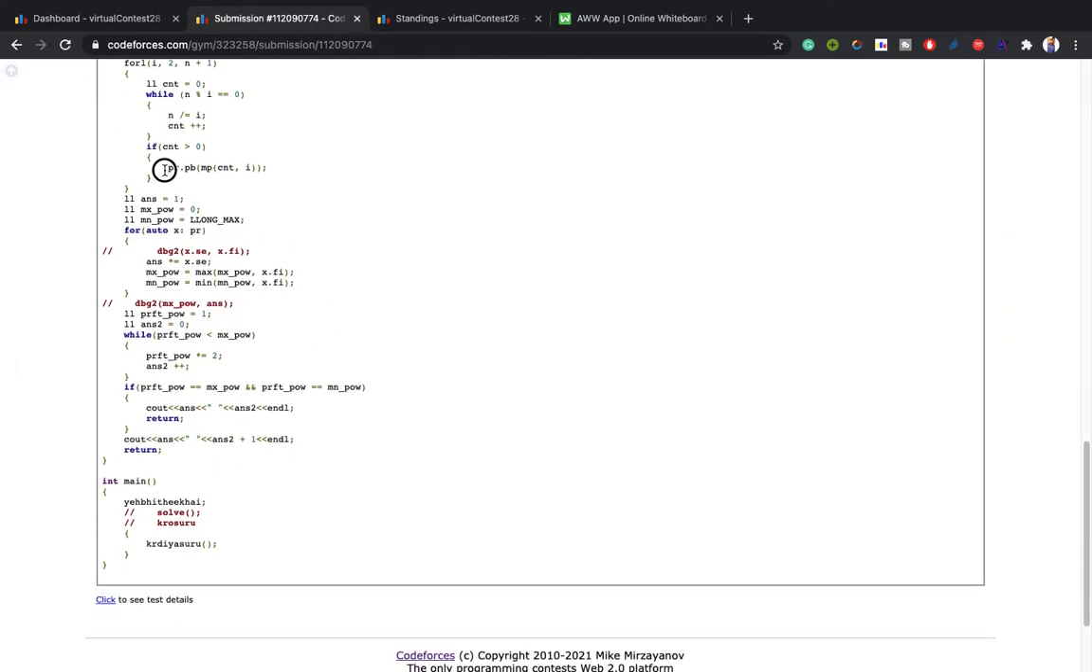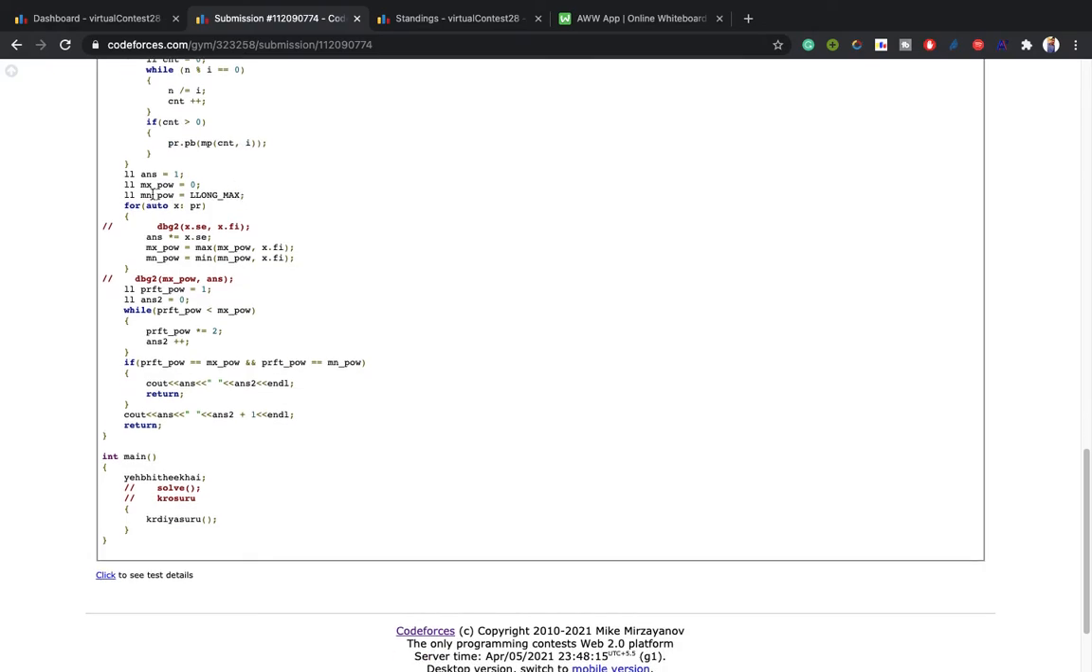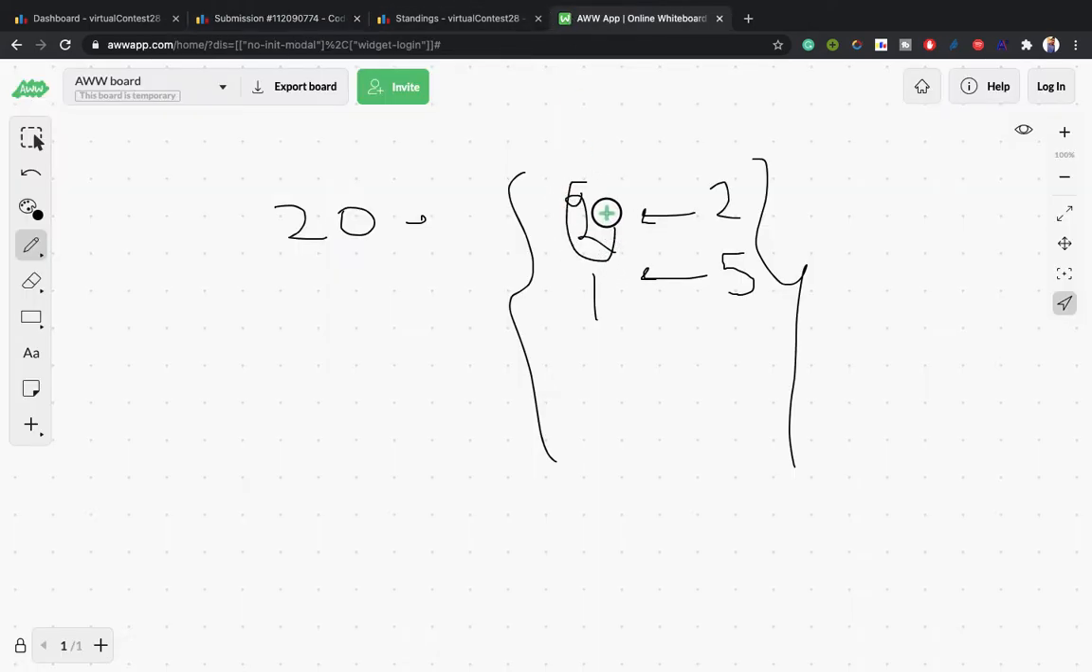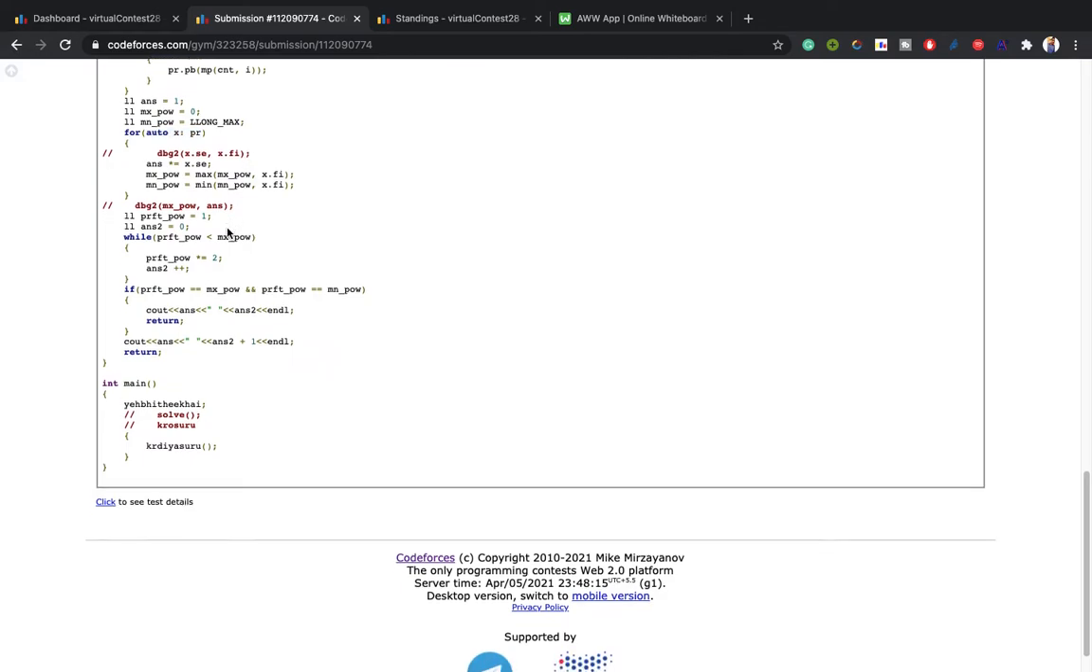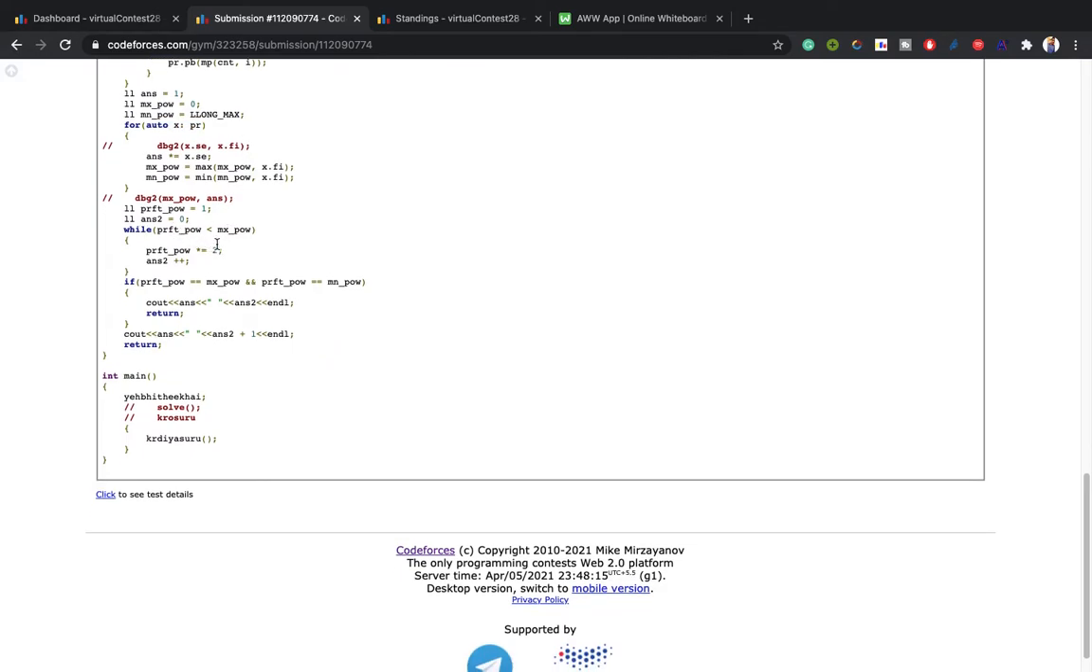So here I have stored this array in the vector pr, and in the max power I will store the maximum count of the powers, that is 2 in this case, and in the min power variable I will store the minimum power, while traversing the full pr vector. Once I get the maximum power, I will generate a new power which is just more than the given maximum power.